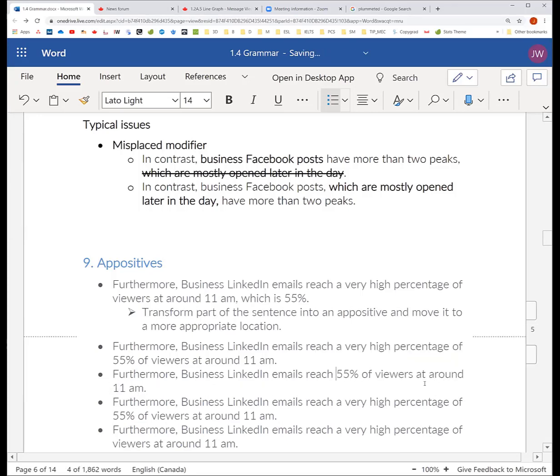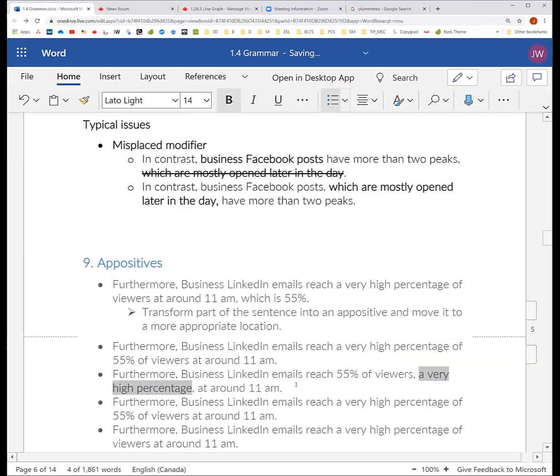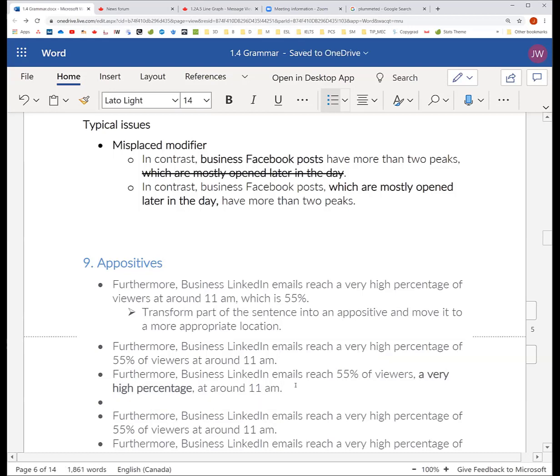Reach 55% of viewers. Maybe, yeah. So this is an appositive. Okay. There's another way to do it. I think, furthermore, business LinkedIn email viewers, then comma, reach a very high percentage of 55% at 11 a.m. Here there is no independent clause again. Yeah. Okay.